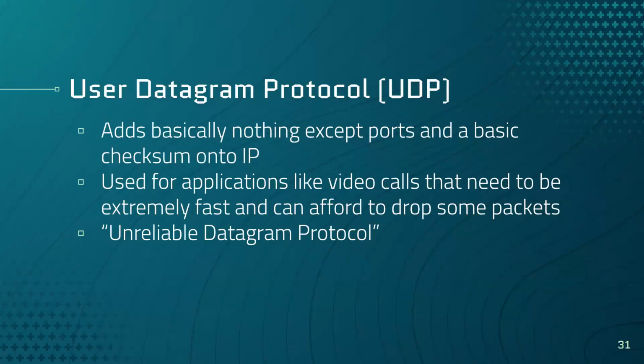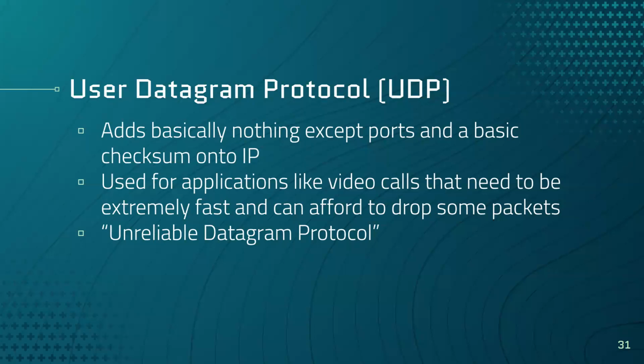So the simpler one is called UDP, which stands for User Datagram Protocol. And this adds very, very little on top of IP. It just adds ports, which are the fundamental feature of this layer, and a very basic checksum. This checksum can't actually do error correction, which is what Harris was mentioning. It just tells you whether this packet is corrupt or not.